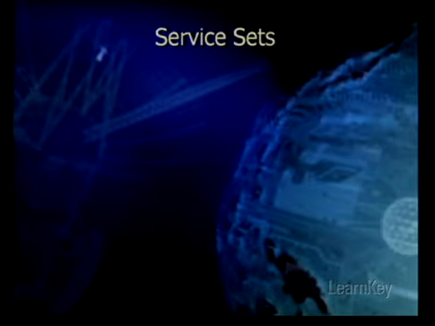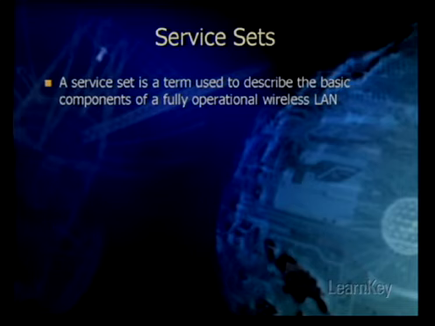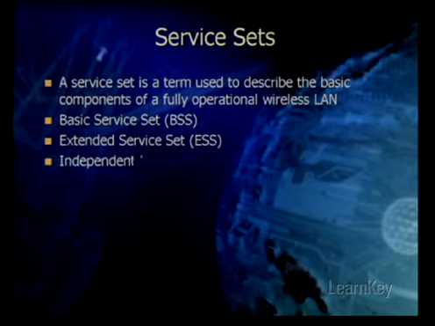A service set is a term that's used to describe the basic components of a fully operational wireless LAN. In other words, there's 3 ways to configure a wireless LAN, and each way requires a different set of hardware. We have the basic service set, the extended service set, and the independent basic service set, or IBSS.